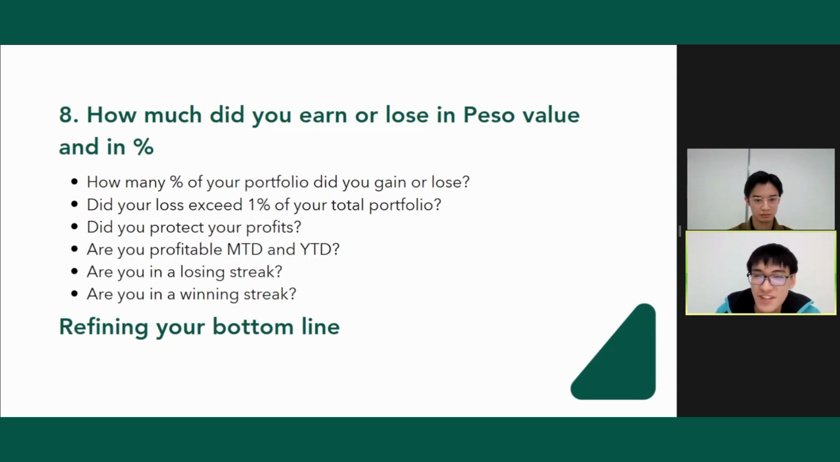So for example, if you're up 50%, where does it end? If you're up 50% and the stock drops, where will you sell it? Will you sell it when the 50% gain becomes only 40%? Or will you allow it to go back down to 25%? So that's the point of protecting your profits. Where do you call it quits? Once you're up, where do you lock in the gains? So there. Next is, are you profitable month to date, MTD, and year to date?